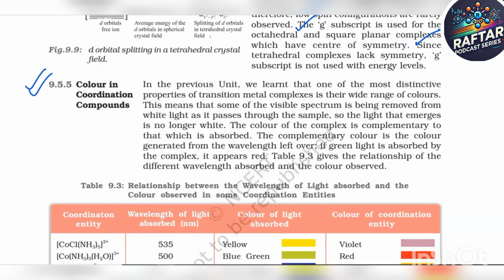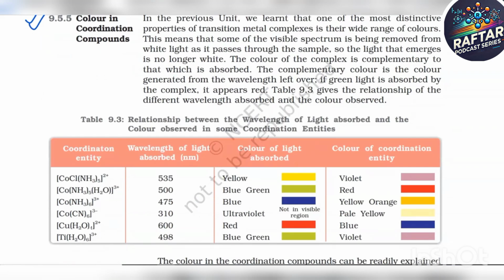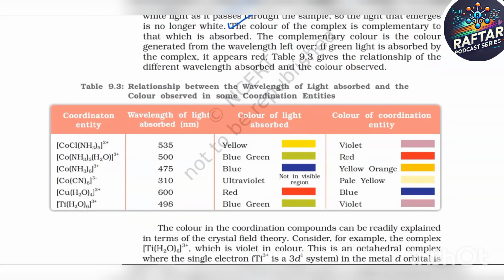5.5.5 Color in coordination compounds. In the previous unit, we learned that one of the most distinctive properties of transition metal complexes is their wide range of colors. This means that some of the visible spectrum is being removed from white light as it passes through the sample, so the light that emerges is no longer white. The color of the complex is complementary to that which is absorbed.